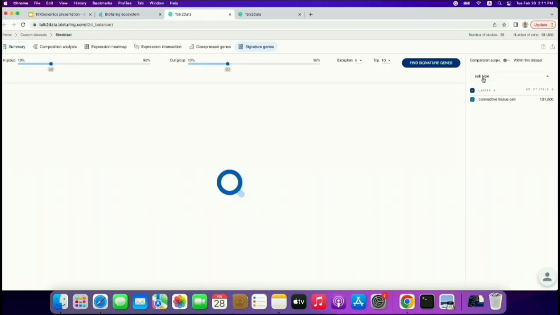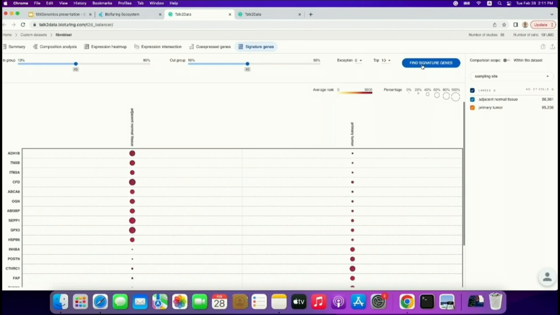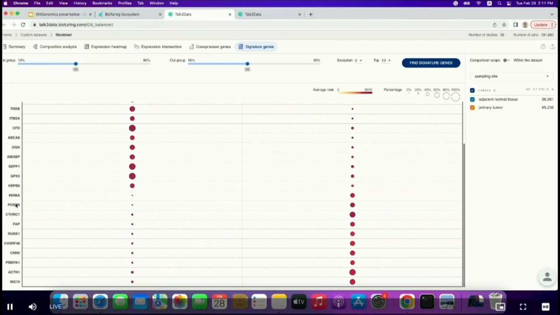Let's switch to signature genes. Let's try to find the signature genes between sampling sites, between the primary tumor versus adjacent normal tissue. And let's change the parameter a little bit. Let's find signature genes. And if you look at it, you can see some very interesting genes here, POSTN. You can see FAP, fibroblast-associated protein, here, which is reported in a lot of places. And there are a lot of other genes that are not reported. And the point is, this is not from a single study. This is a combination of multiple studies.